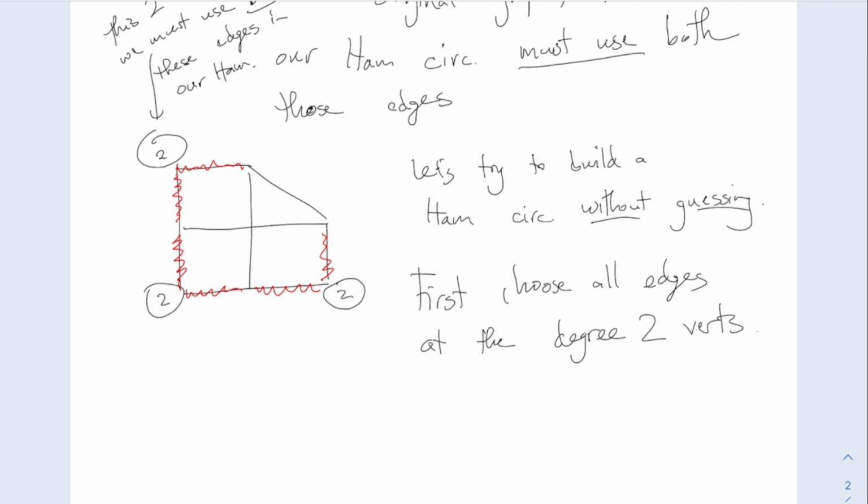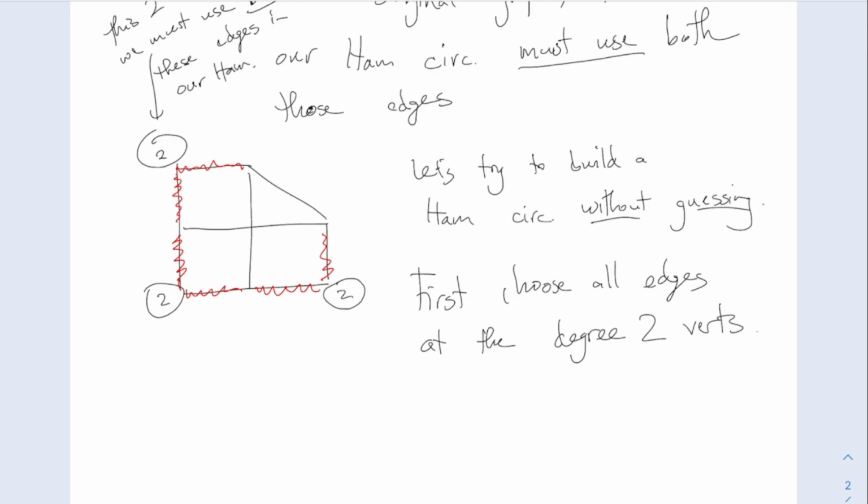This topic especially, I think, lends itself to seeming really simple when I do it, and then I'm going to ask you to do an example, and you have not been paying attention. You will have no idea what's going on. So try to guard against that. This looks very simple, but you have to sort of hold a lot of things in your mind. Anyway, first you choose all of the edges that meet at the degree 2 vertices.